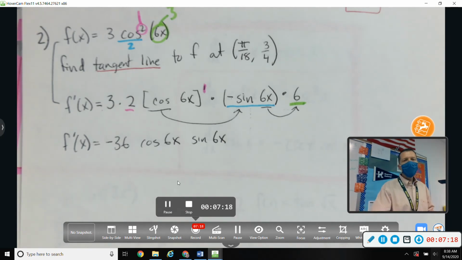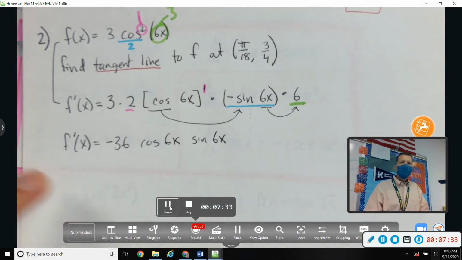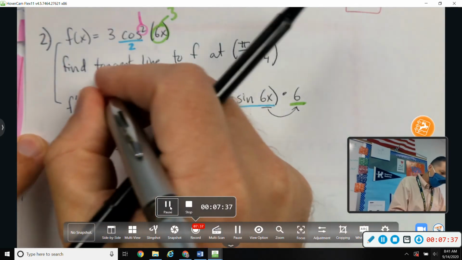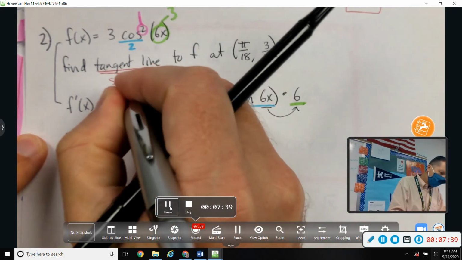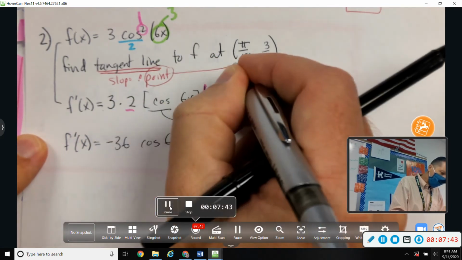All right, so now use that to find the slope. And there's your point, so you should be able to write a tangent line. So I'll give you a few minutes to do that. All right, so to find the slope, because tangent line means slope and a point. Slope and point. We have the point.